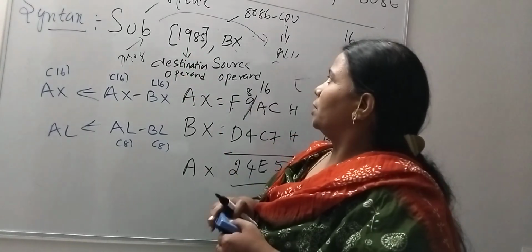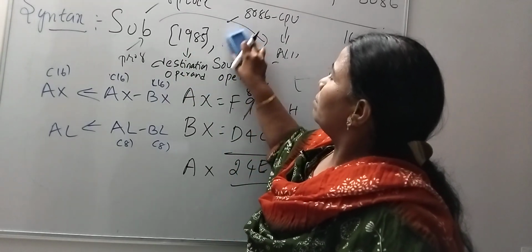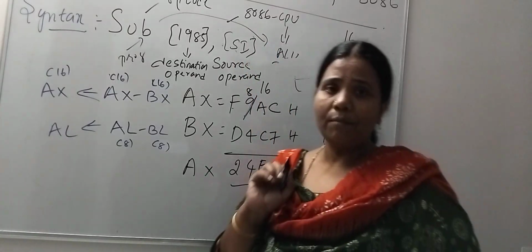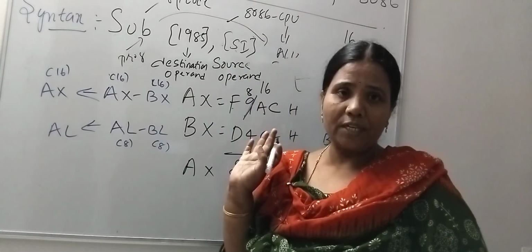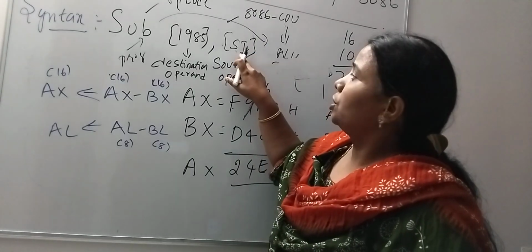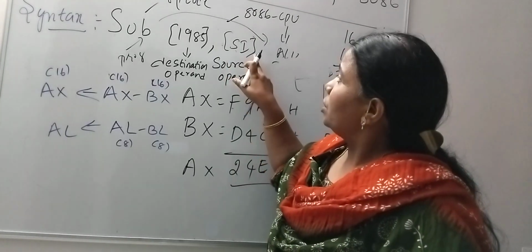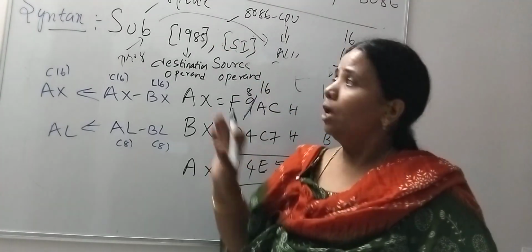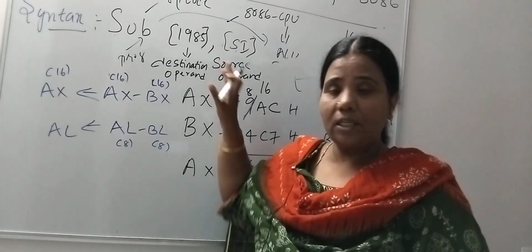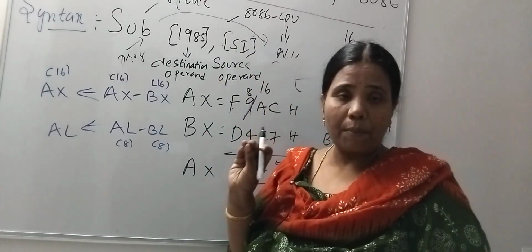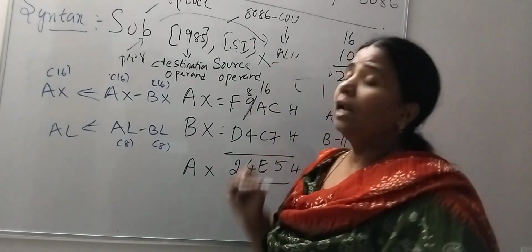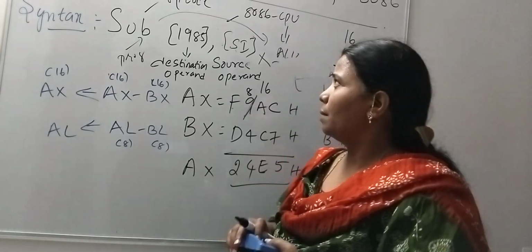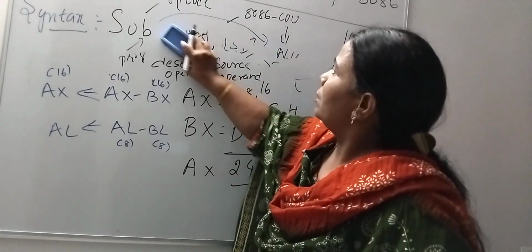But one thing you have to remember: source and destination cannot both be memory locations. Here SI is the source index, the data present at the memory location whose address is present in SI. Here also you are taking a memory location, and there also you are taking a memory location. So two memory locations, source and destination, cannot be used as operands, and this is an illegal way of writing the instruction, whether you take the add instruction or the sub instruction. These points you have to remember.